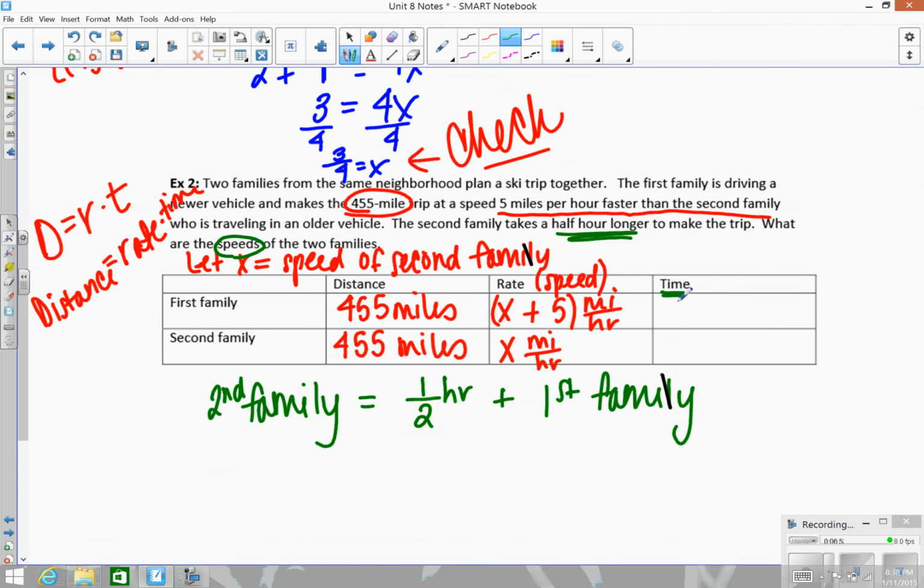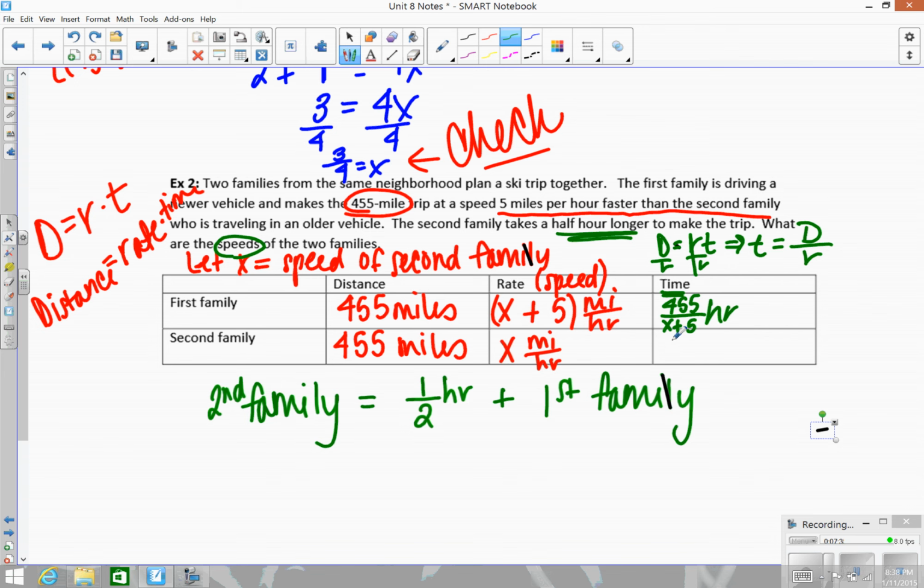And then for the time part, I'm actually going to use this d equals the rate times the time formula. If you rewrite this and solve it for t, so divide everything by r, you'll see that time is really the distance divided by the rate. So time here, I have distance is going to be 455 miles divided by x plus 5. So x plus 5 miles per hour means that the time is going to be 455 divided by x plus 5 hours. So that's how long it's going to take the first family.